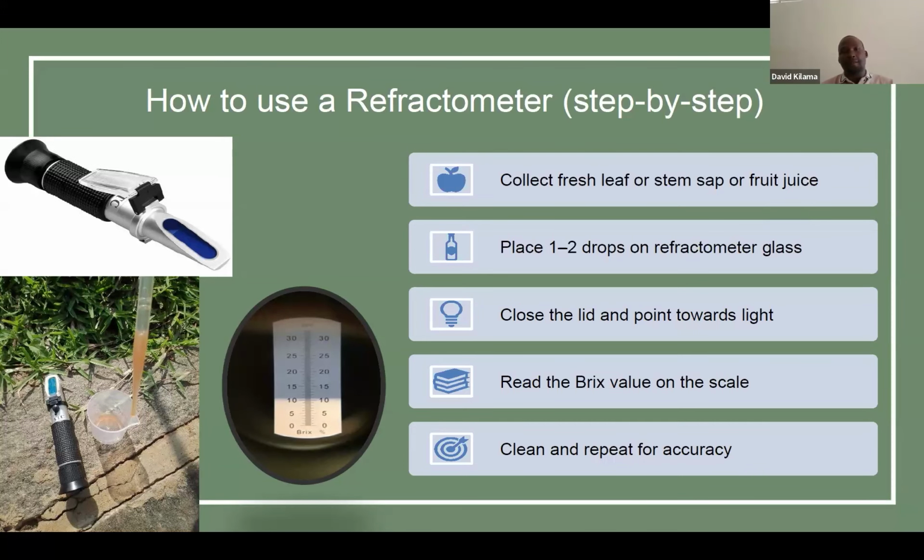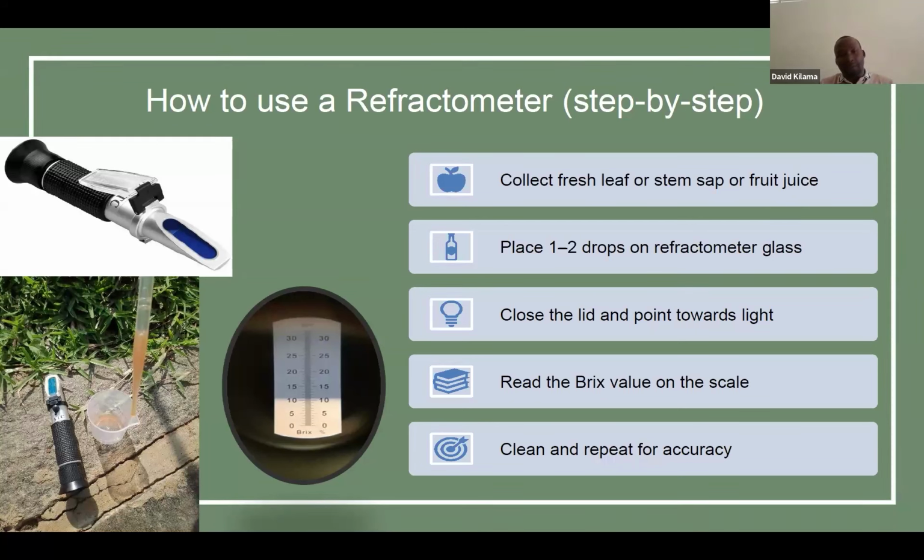Then this is 4 or 5 steps. You can collect fresh leaf or stem sap or fruit juice. These are majorly the materials that you're going to use: fresh leaf, stem sap, or fruit juice. Then place 1 to 2 drops on the refractometer glass. Close the lid and point towards the light.